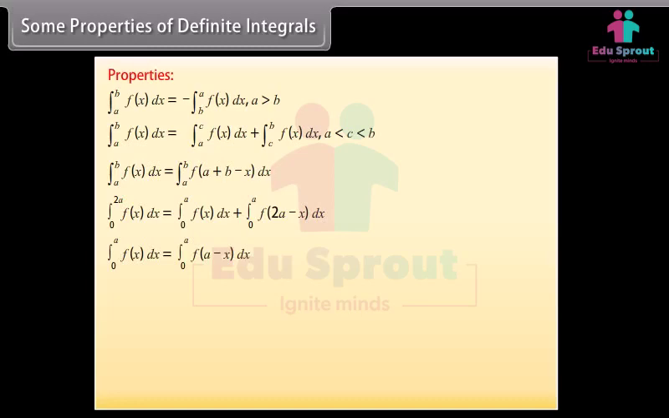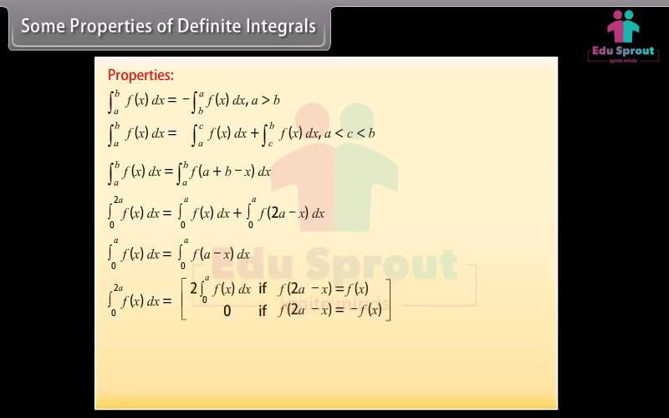The integral of f of x with lower limit 0 and upper limit a with respect to dx is equal to the integral of f of a minus x with lower limit 0 and upper limit a with respect to dx. The integral of f of x with lower limit 0 and upper limit 2a with respect to dx is equal to 2 into the integral of f of x with lower limit 0 and upper limit a with respect to dx, if f of 2a minus x is equal to f of x.